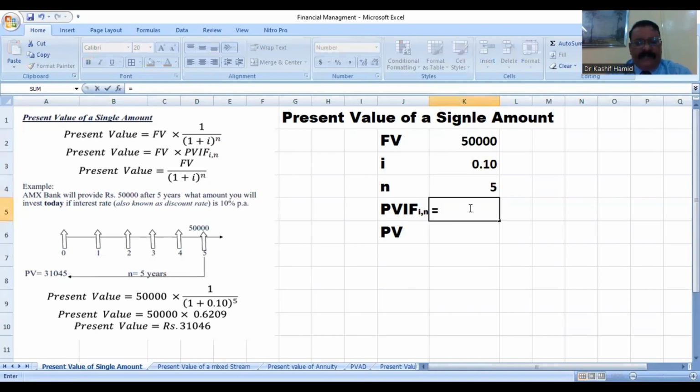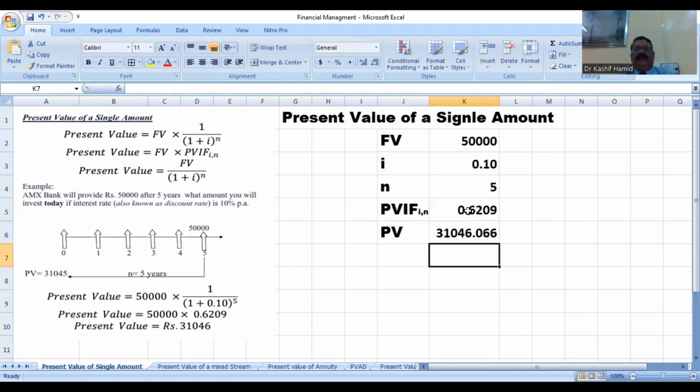Present value interest factor, we can simply write as 1 divided by 1 plus I, the interest rate, to the power of 5 years. We close the function here, and we see it is equal to 0.6209. Now present value is equal to 50,000 multiplied by the present value interest factor, that is 31,046 rupees. So it's very simple to compute. We can depict it on a timeline, and the value is shown. The present value is seen towards time today.